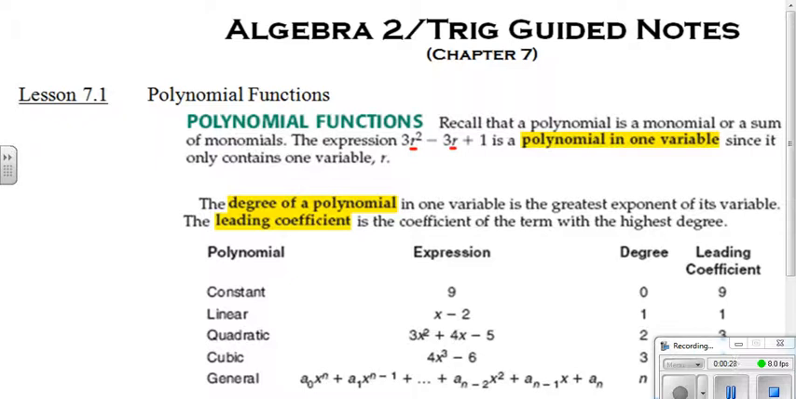And remember, that would just be an expression because there is no equal sign. So a function would be, let's set that equal to another, like a function. So 3r squared minus 3r plus 1 equals a function of r. So then all of a sudden that becomes a polynomial function.